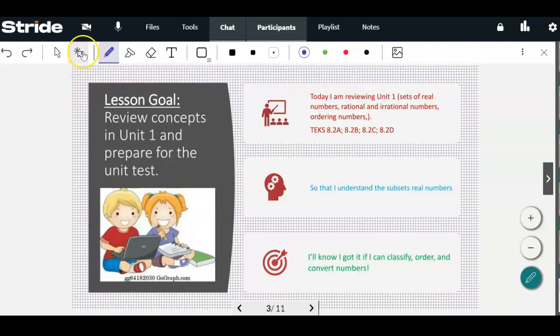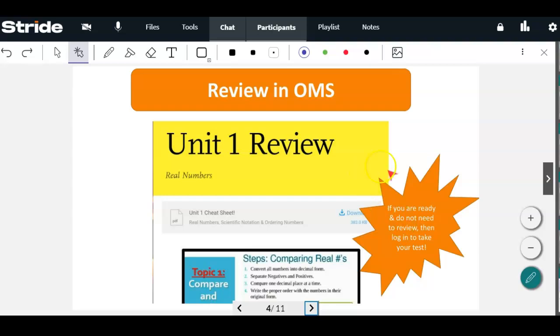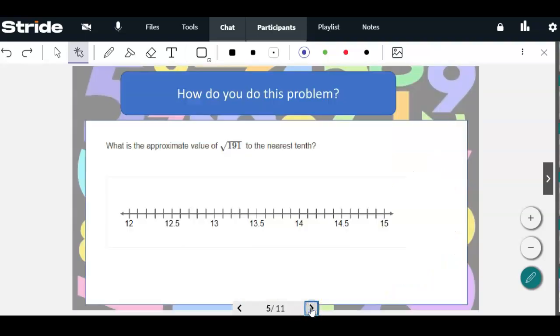All right, so what we're doing in this lesson today, I'm reviewing Unit 1, sets of real numbers, rational and irrational numbers, ordering numbers. So that I can understand the subset real numbers, I'll know I got it if I can classify, order, and convert numbers. The lesson goal is to review concepts in Unit 1 and prepare for the test. Okay, here we go. So this is in the OMS. The link will be there. So make sure you go to that link and you are prepared before you take the test. But let's go ahead and do some practice problems that are similar to what you're going to see on the test. We just did a warm-up like this, so let's go ahead.